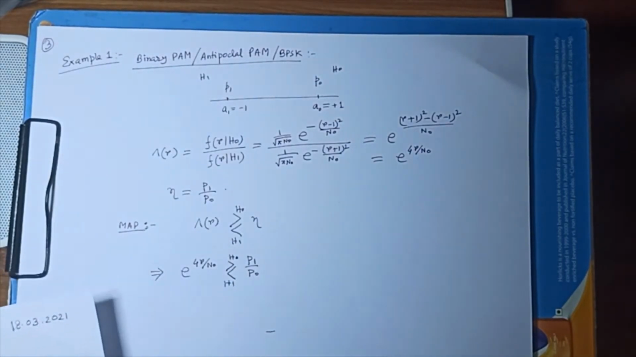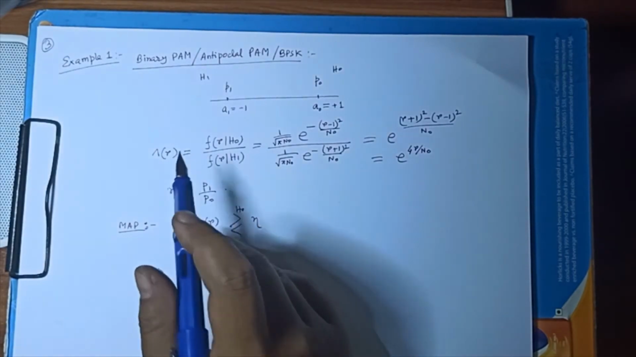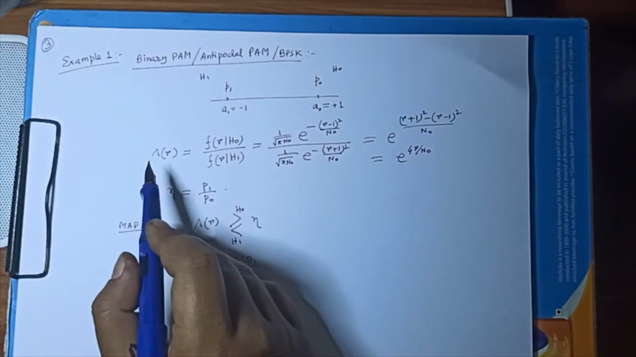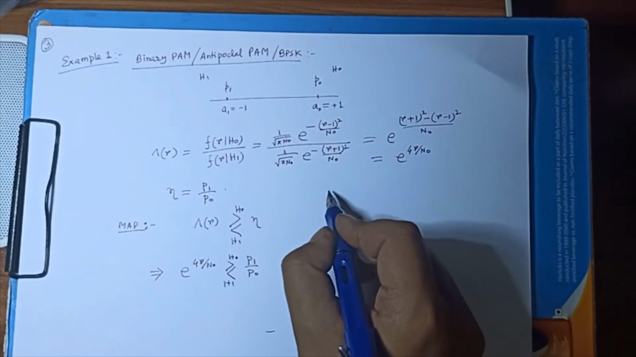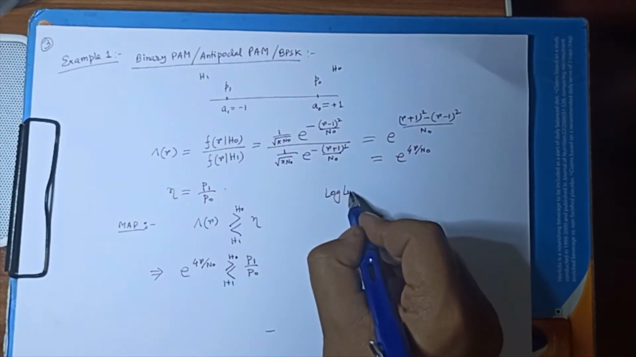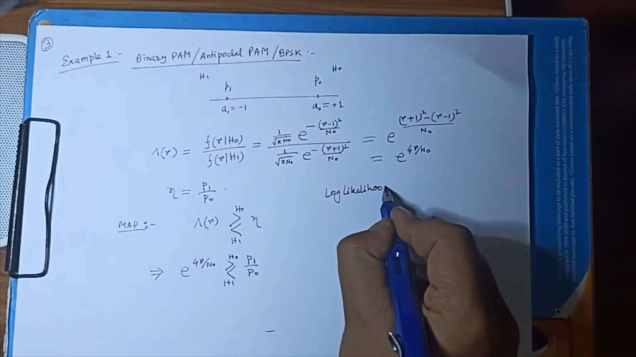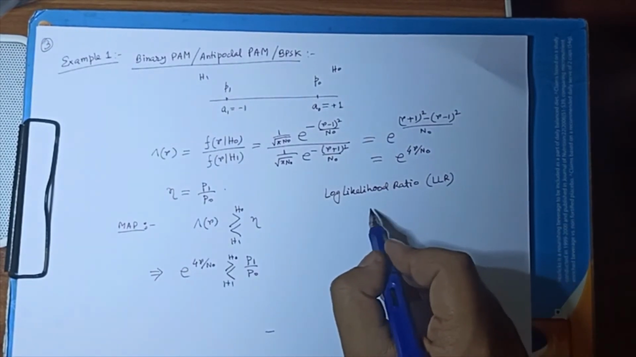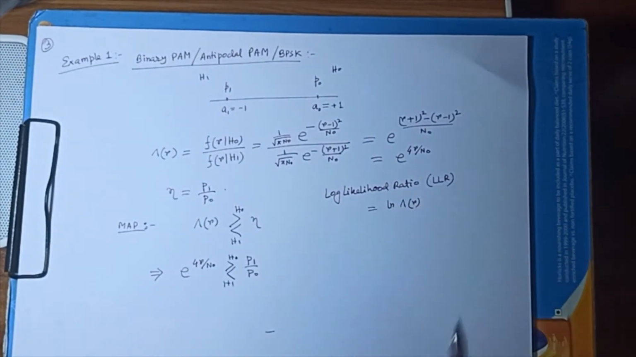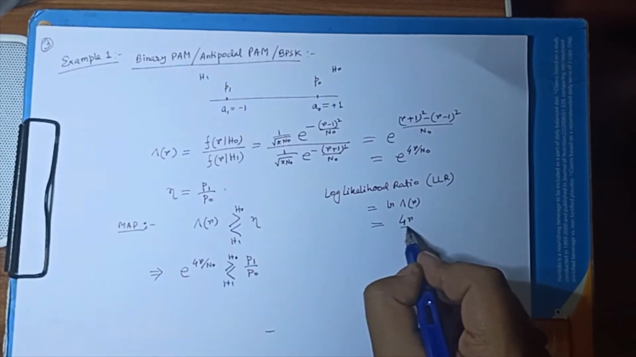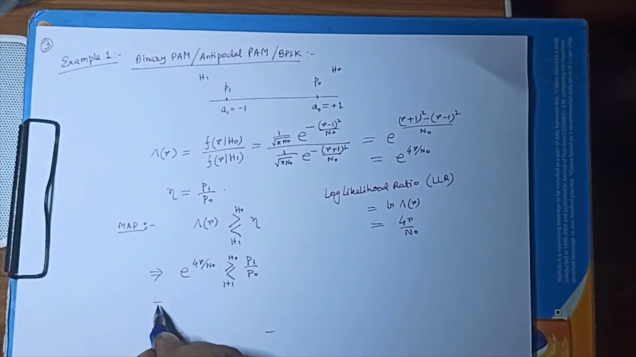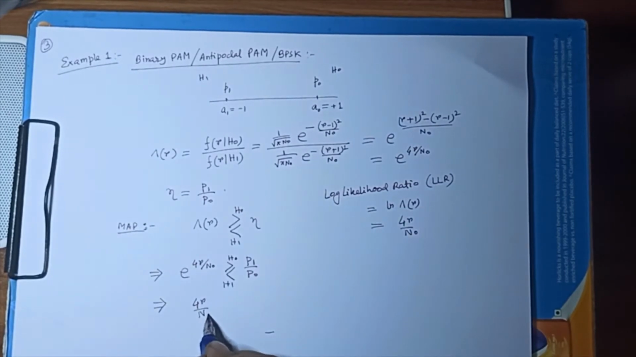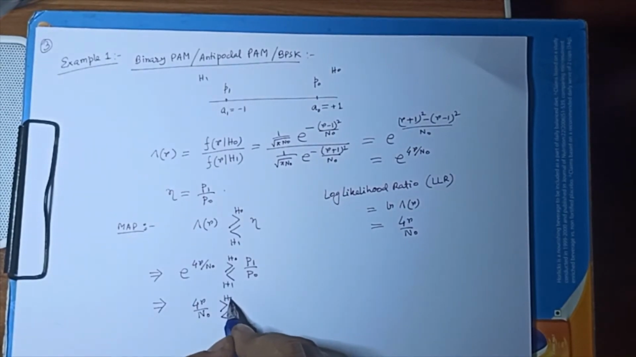So I can take the logarithm on this side. In many applications where your likelihood function is Gaussian, you can always take the logarithm, and that is called the log likelihood. So the log likelihood ratio, called LLR, is ln of this, which is equal to 4r by n0. If you take the logarithm, you get 4r by n0 greater than or equal to, less than, h0 and h1, log p1 by p0.